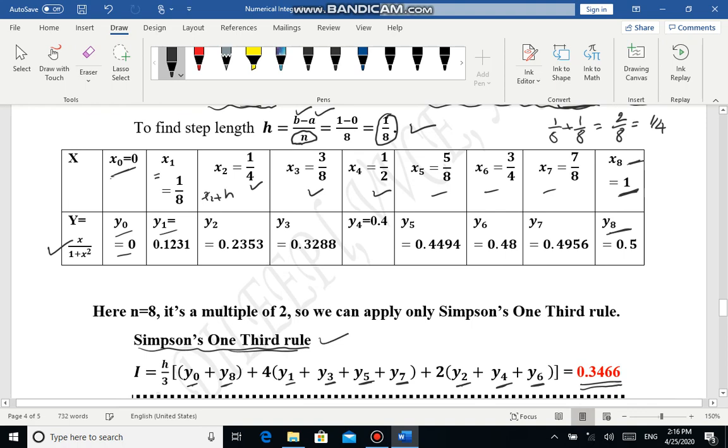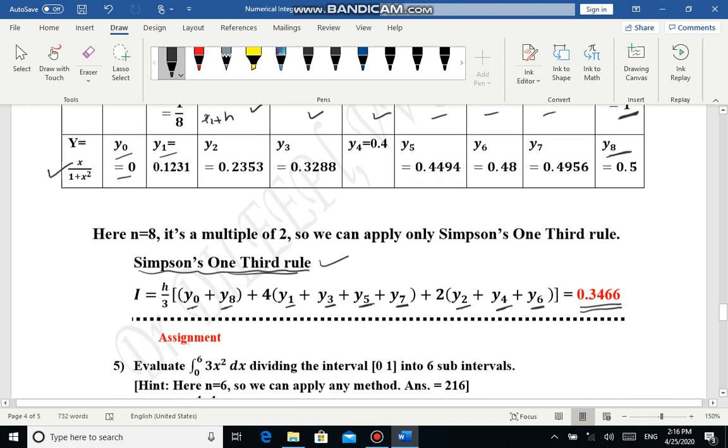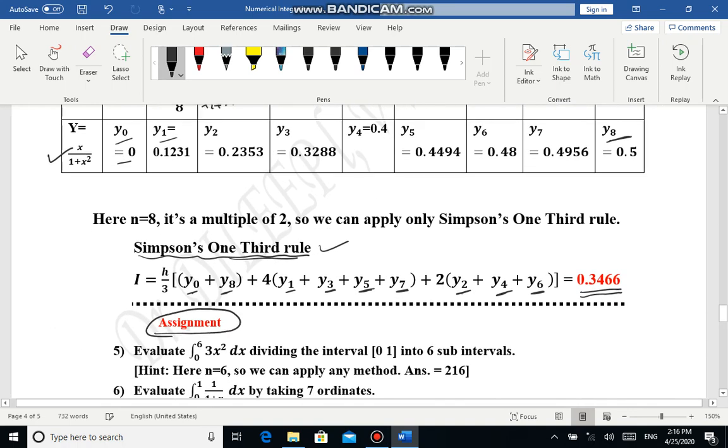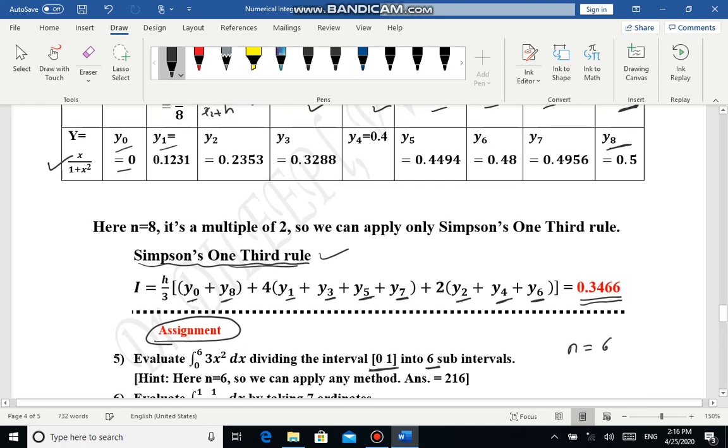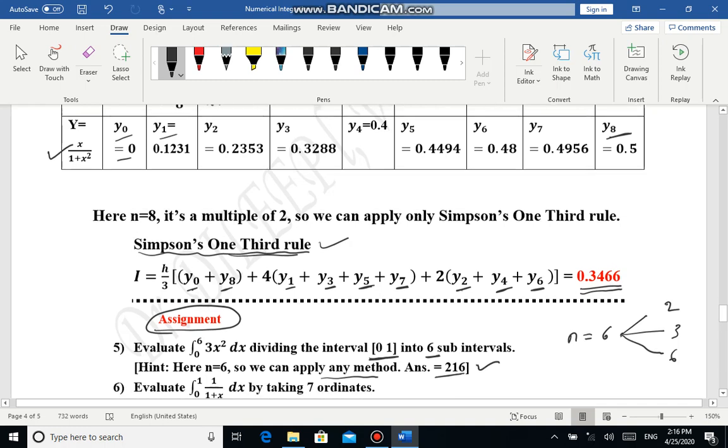using Simpson's 1/3 rule. So now similar to this, I have given some assignments here. So observe the problem. Evaluate the integral 0 to 6 3x square dividing the interval 0 to 1 into 6 subintervals. So here n is 6. If n is 6, this is a multiple of 2, multiple of 3, so multiple of 6. So you can apply any method. I mentioned the answer here. You try, you will get the answer as 216.